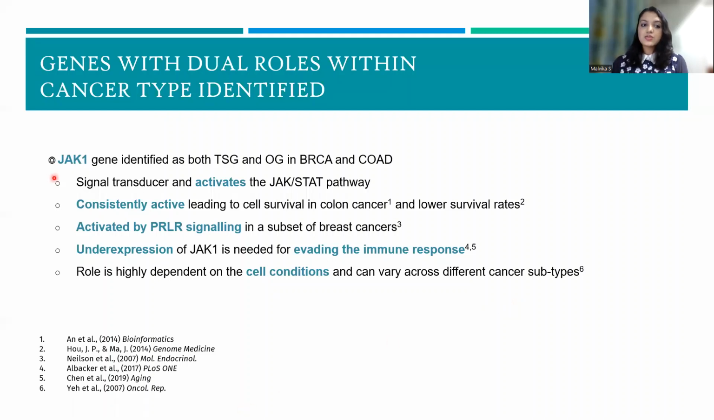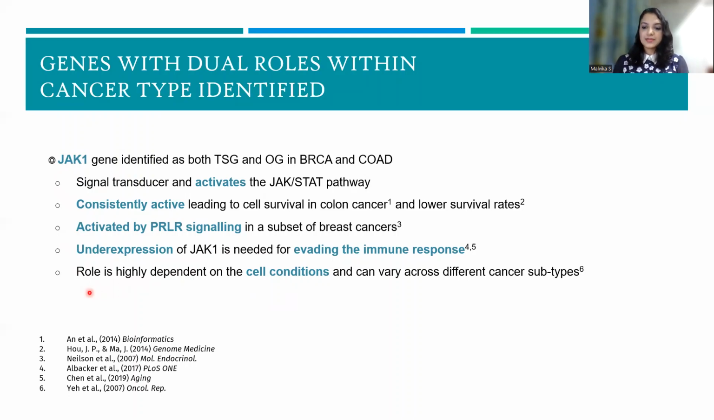So JAK1 is a known signal transducer and is known to activate the JAK-STAT pathway. There is literature which shows that it needs to be consistently active in colon and breast cancers, which leads to lower survival rates, which shows the activity of an oncogene. But there are also reports that say JAK1 needs to be underexpressed if the cell needs to evade the immune response. So the role of JAK1 is highly dependent on the cell conditions in the microenvironment and varies across the different cancer subtypes.